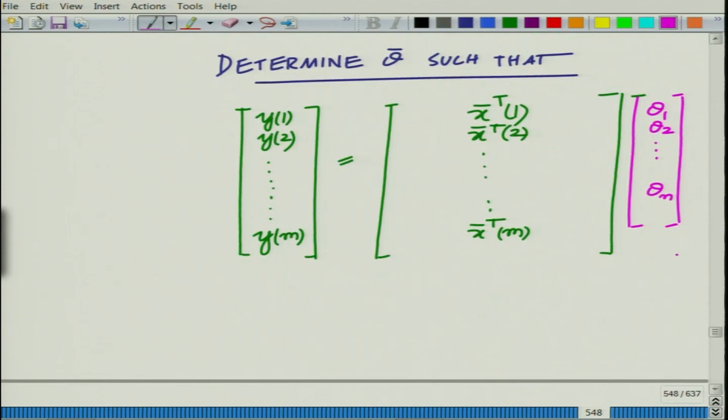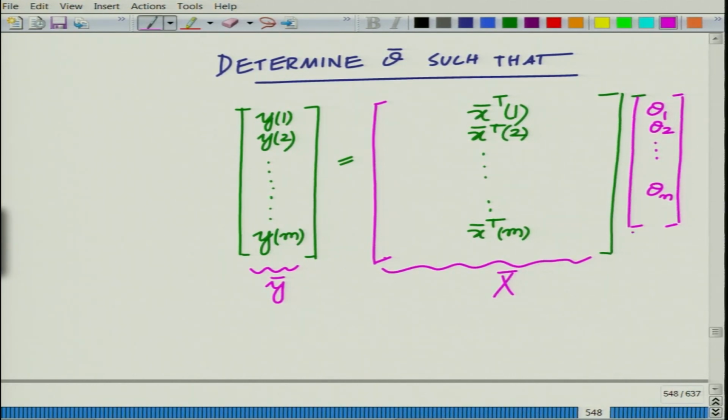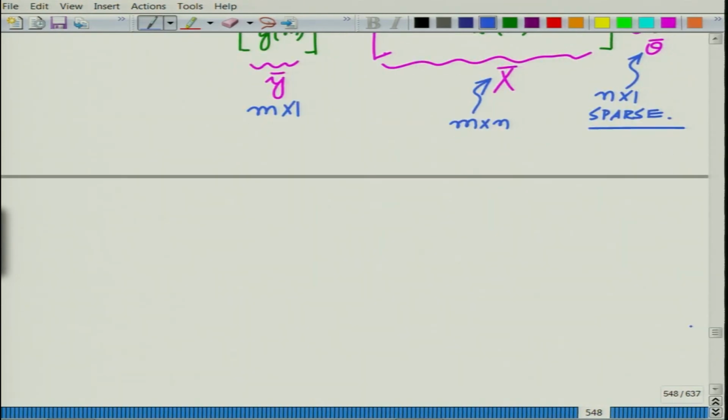So, this is your regression model, which essentially looks like this: this is your y bar, this is your matrix of regressors x bar, and this is your theta bar. Remember, this is your m cross 1 vector. It is good to always note the dimensions. This is your m cross n matrix and this is your theta bar, which is n cross 1, and this has to be sparse, all right. And therefore, I can formulate this as y bar equal to x times theta bar.